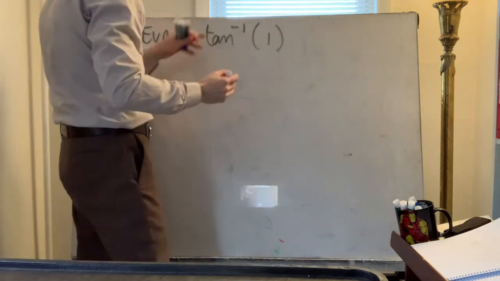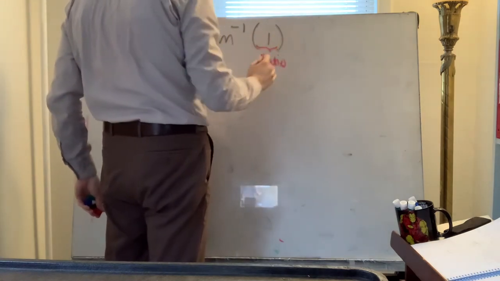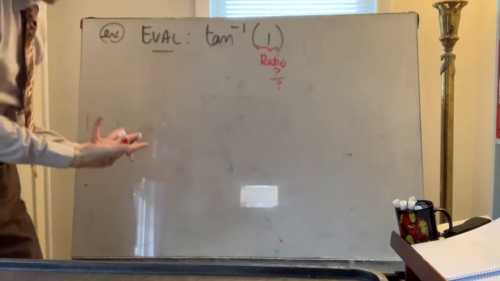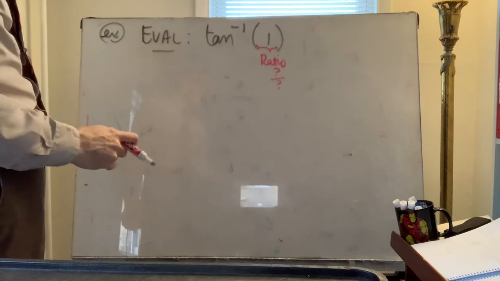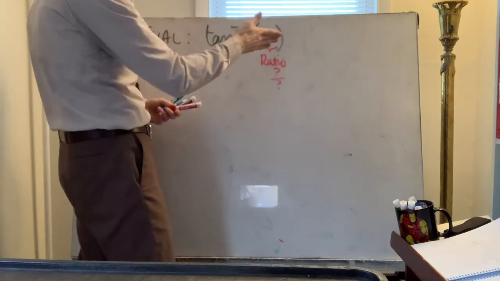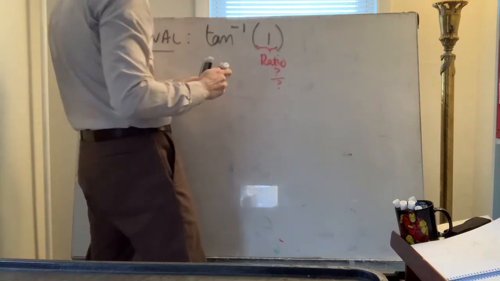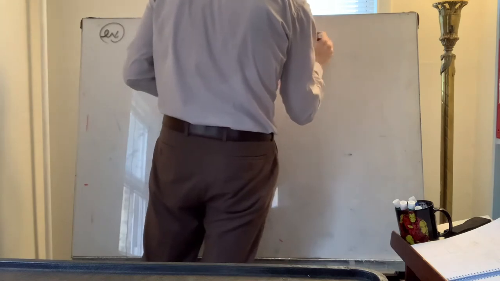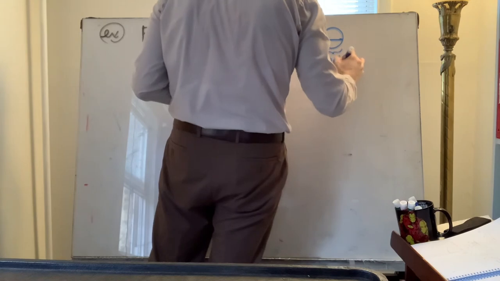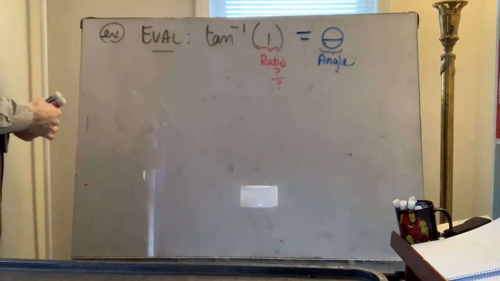If this is an inverse, then this input is actually a ratio. So it's a glorified fraction, dimensions from a right triangle somehow in theory. What this is going to give you, the output of an inverse function, although it's not written, should be an angle. So you're ultimately looking for an angle in this case.